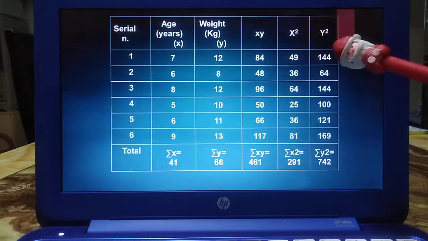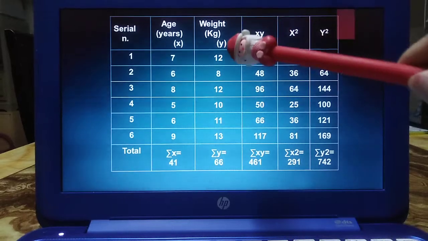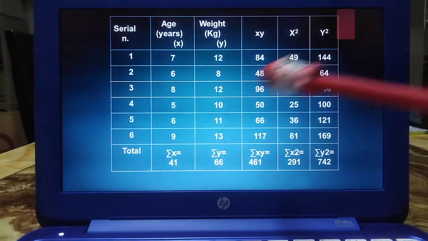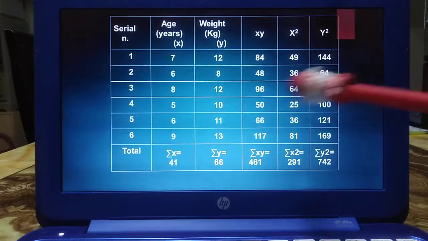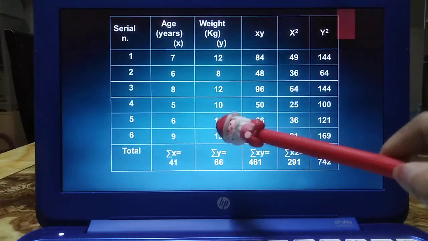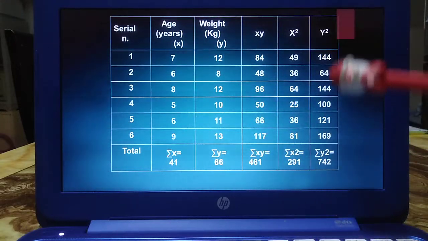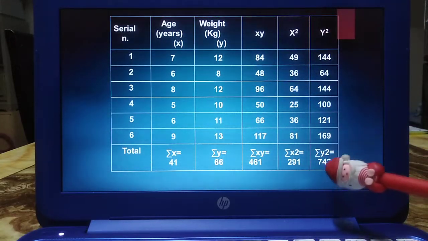In our last column, we are now getting the square of y. So 12 squared is 144. 8 squared is 64. 12 squared is 144. 10 squared is 100. 11 squared is 121. And 13 squared is 169. Adding all of them, we get 742.